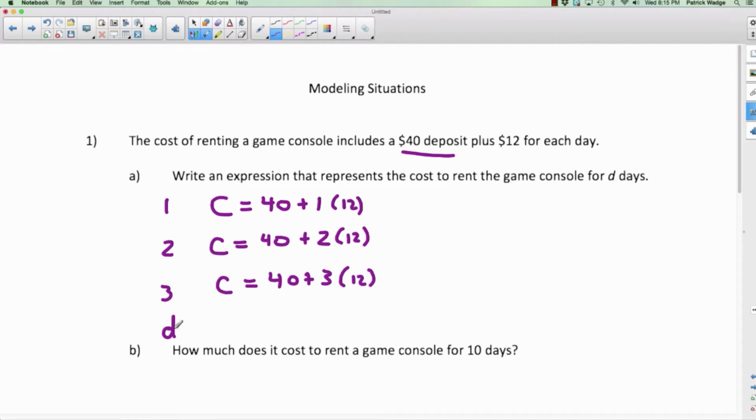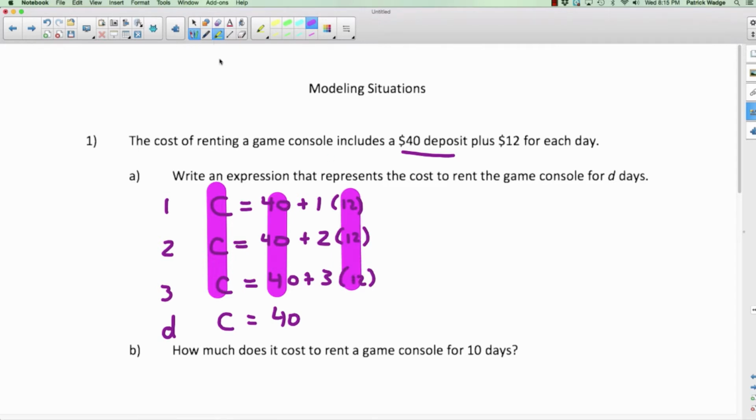Okay, so now we go to D days. Well, take a look. Look at how many things are the same here. In all of these equations here, we have C, C, C, and it's going to be exactly the same here. We're going to have C. In all of these equations, we have 40, 40, 40, and again, we're going to have 40. In all of these equations, we have 12, 12, 12, so we're going to have the 12, but what's going to be different here?